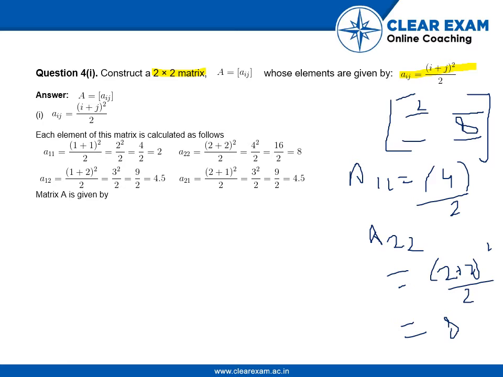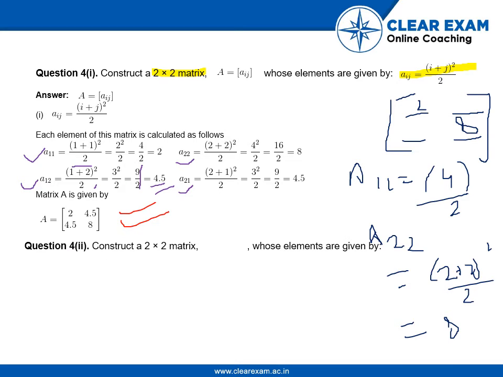So here they have found A11, A22. I already showed you how to find A11 and A22. Let us see how to find A12. A12 can be found as I is equal to 1 and J is equal to 2. So (1 plus 2) raised to the power 2 divided by 2, which gives us 9 by 2, is equal to 4.5. Now I am leaving the remaining elements up to you to solve them and get the final answer. So our final answer looks something like this.